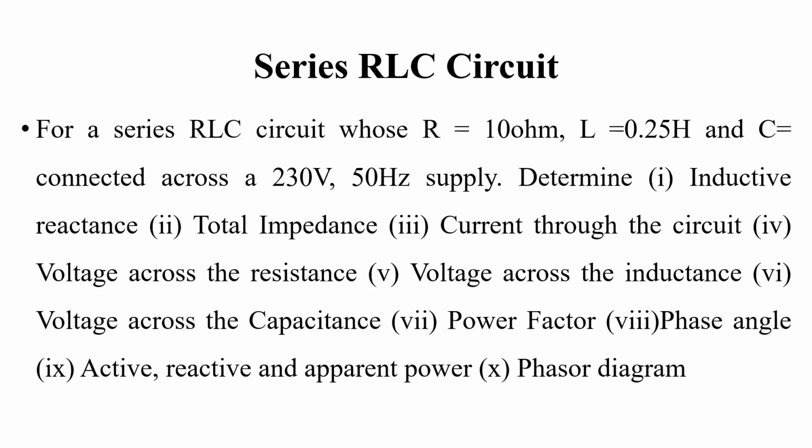Next, series RLC circuit. For a series RLC circuit, whose R equal to 10 ohm and L equal to 0.25 Henry and C equal to 10 microfarad, connected across a 230 volt 50 hertz supply, determine the inductive reactance, total impedance, current through the circuit, voltage across the resistance, voltage across the inductance, voltage across the capacitance, power factor, phase angle, active, reactive and apparent power, and the final phasor diagram.